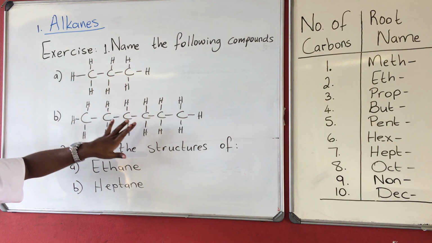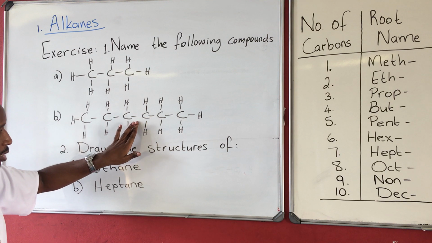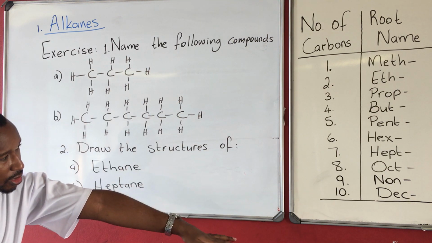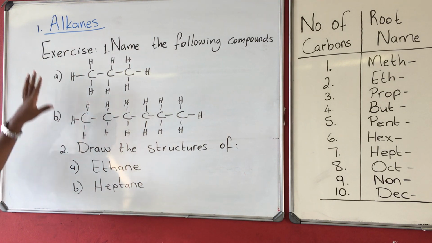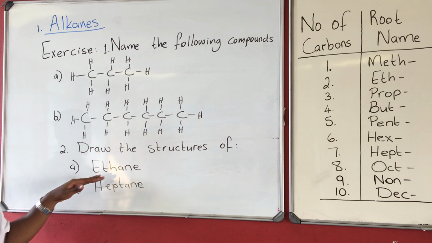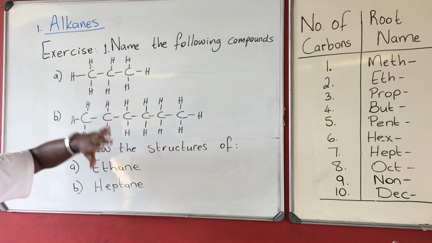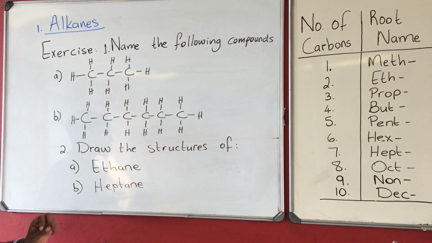These are called the molecular structures of the compounds. I've given you the molecular structures. Yours is to count how many carbons there are, figure out what is the root name, and then add the suffix. Once you finish with that one, we are going to do the reverse. For these two, I've given you the names. Then I need you to draw the structures for these two compounds. So please do that one.